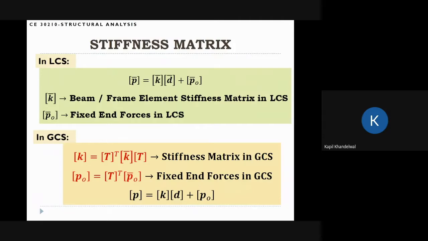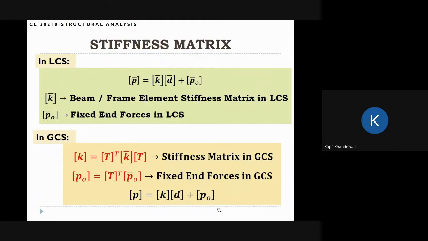And then we said in the last class, we can relate the quantities in the local coordinate system with the global coordinate system, and we actually come up with these relationships. So if we have the quantities in the local coordinate system, that is the beam element or the frame element in the local coordinate system, in the global coordinate system we can write K is equal to T transpose K bar T, and P0 is equal to T transpose P0 bar. So K bar and P0 bar are easy quantities, but what we need is K and P0, because these are the quantities that we need to assemble when we are trying to assemble the stiffness matrix for the entire structure. So we need K and P0.